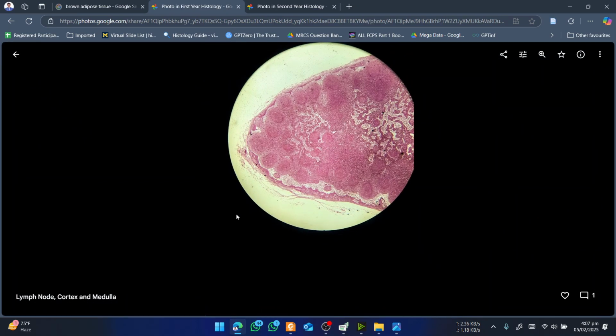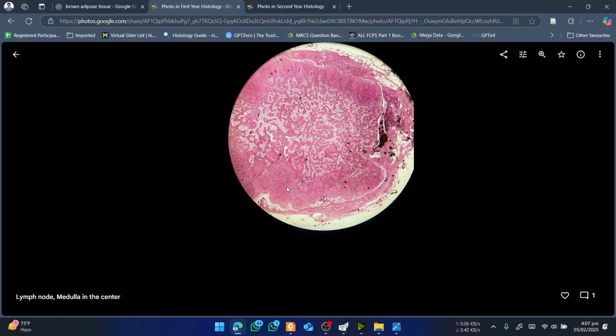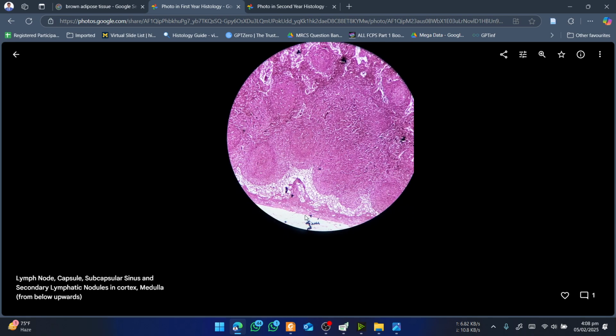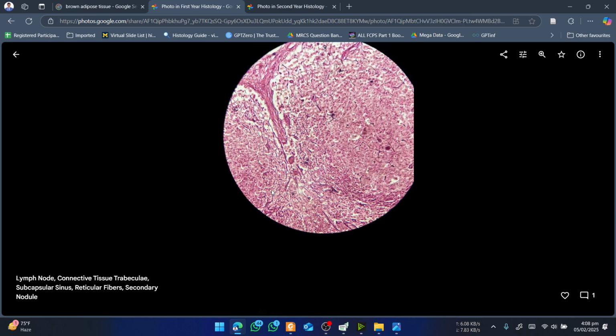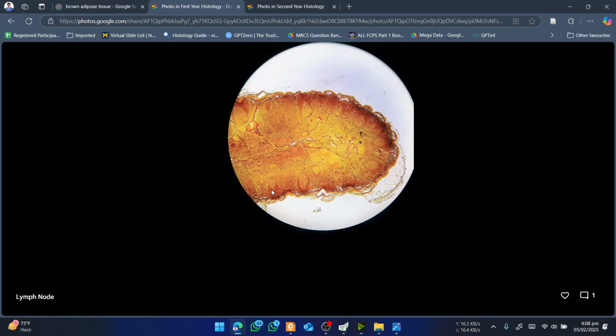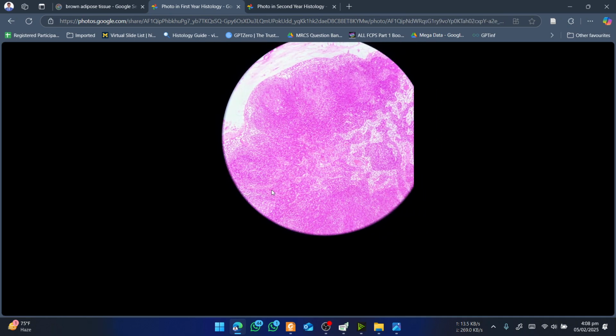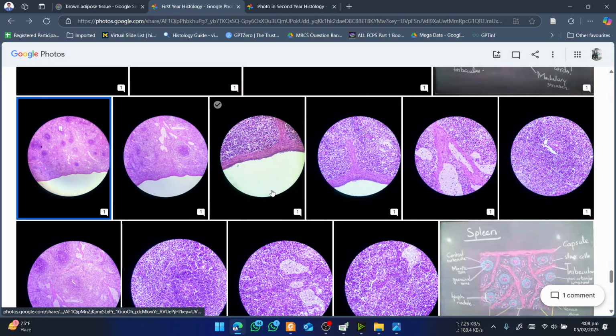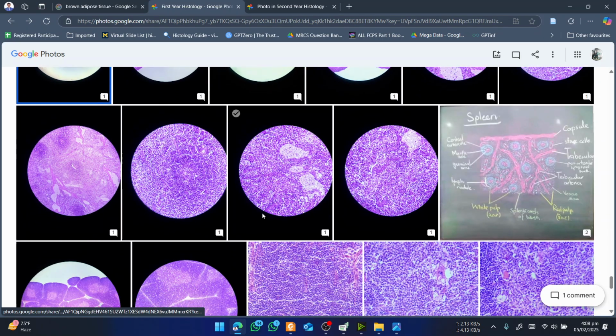This is at the zoomed out level. You will see this is majorly focused on medulla, this is medulla and cortex, and this is the capsule and the cortex with nodules and pericapsular space, and this is the medulla with cords, and this is another zoomed in picture. Other slides that we have, you can go through them in your free time. Then there is a spleen.